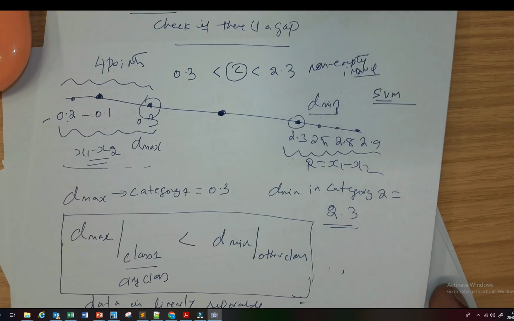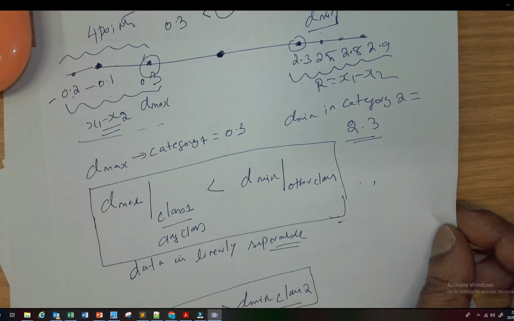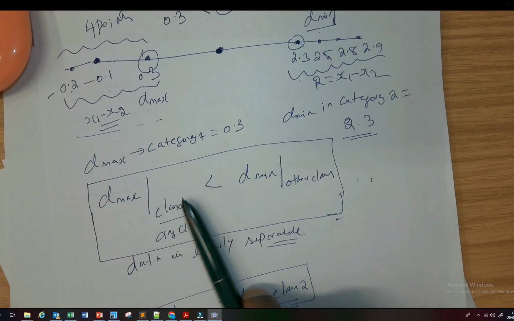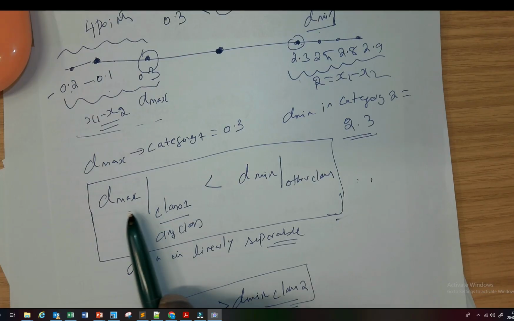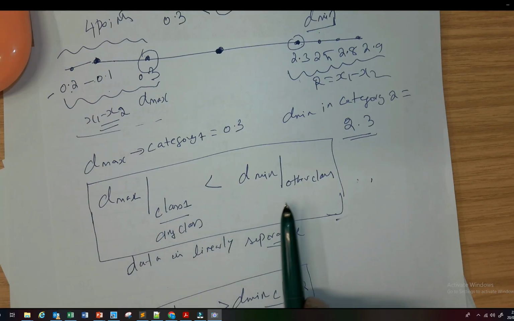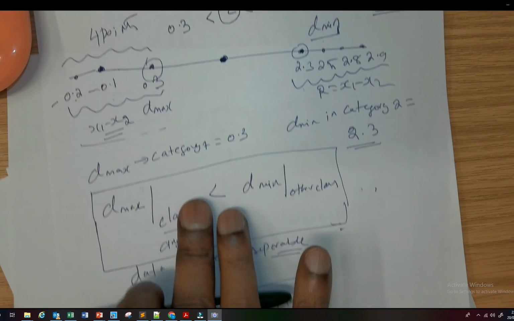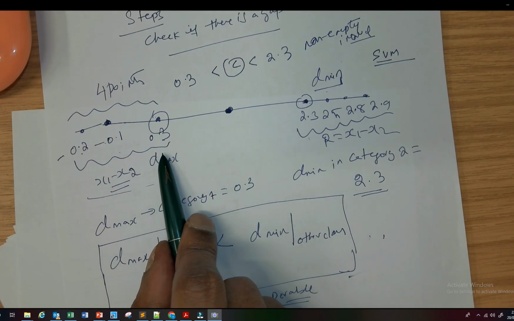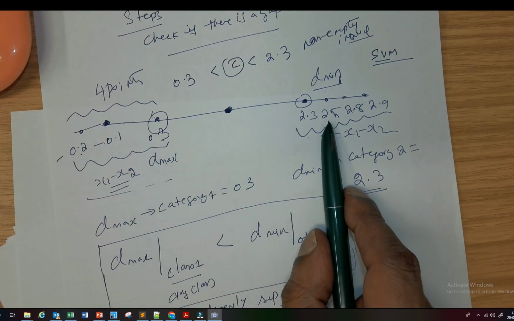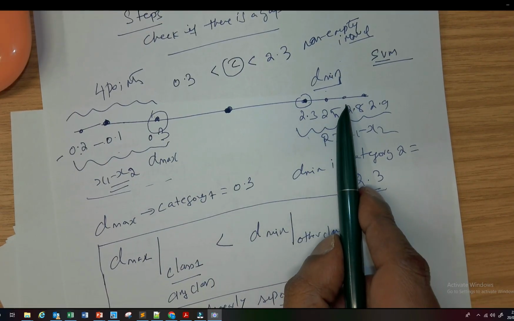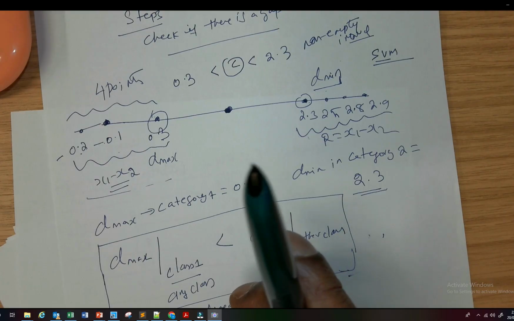And then we check whether this data is linearly separable. To answer that question, we have to make sure the D max from one class is less than the D minimum of the other class. And we make sure that D max from class 1, which belongs to the circles, is indeed less than the D minimum of the rectangles. So that's something we already identified.